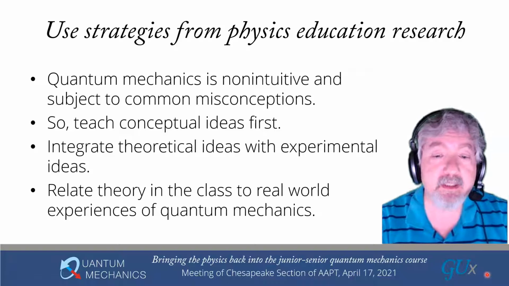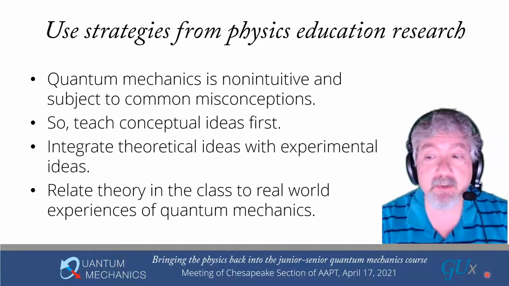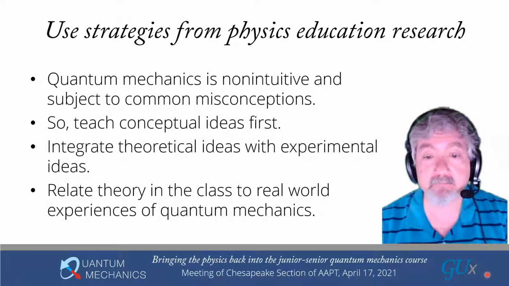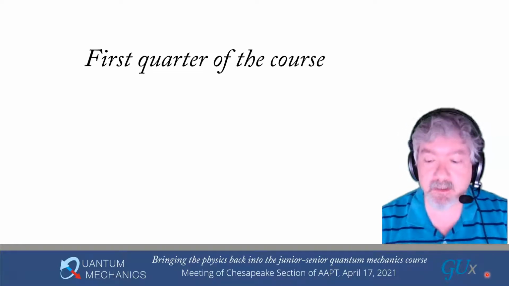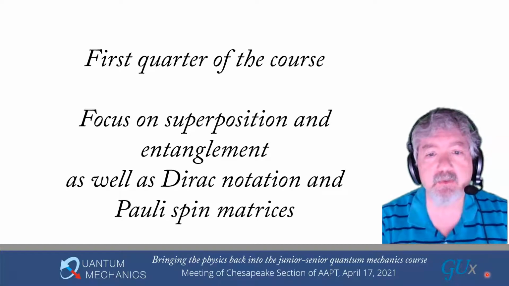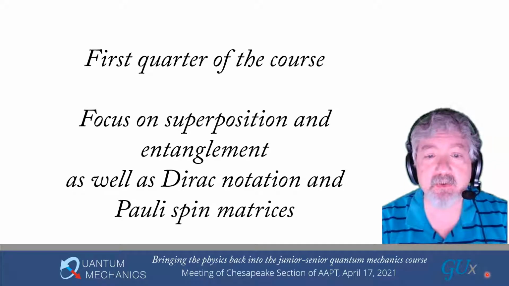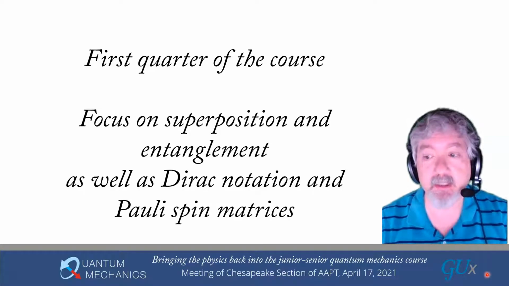We also want to relate the theory in the class to real-world experiences in quantum mechanics. Everyone has experiences with quantum mechanical things from probably preschool, the first time when you started playing with magnets. The way that the course is structured is in 4 pieces. In the first quarter of the course, we focus on superposition and entanglement. These are the conceptual ideas that we're trying to get across to the student, but we also develop some formalism, including Dirac notation, and we also introduce the Pauli spin matrices.